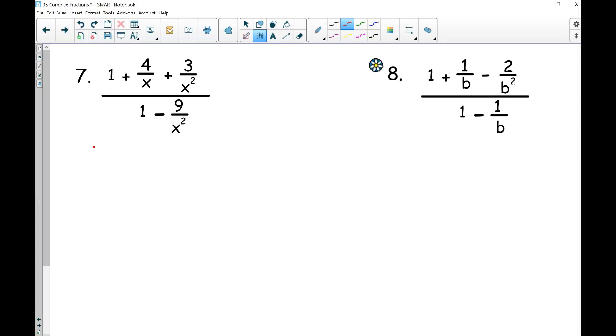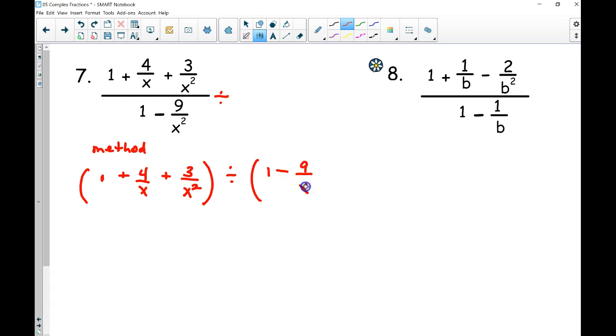This is Unit 4, Day 5 on complex fractions, and I'm going to show you how to do problem number 7 in two different ways. So the first method is to treat this like a division problem. This horizontal line means to divide, so I can rewrite this expression as 1 plus 4 over x plus 3 over x squared divided by 1 minus 9 over x squared.